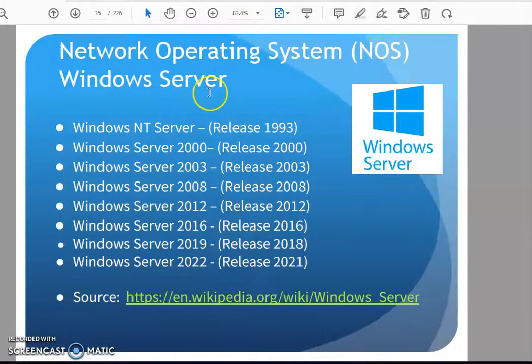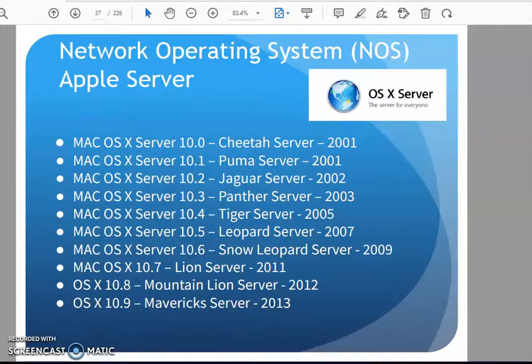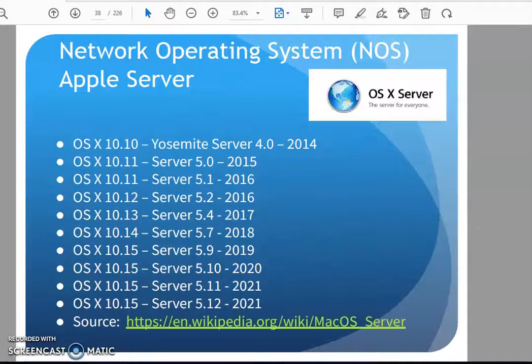Well, let's take a look real quickly over time. Here's kind of the Windows Server releases starting back in NT days, the whole way up to Windows Server 2022. Here's some Linux Server through the years, starting back with Red Hat Enterprise Linux 2.1. You could do server functions with older Linux variations. I'm just giving you one example here. Here's all the releases up to Red Hat Enterprise Linux Server 9. And then again, Apple has their own server utility as well. Again, there's a bunch of versions of theirs up to, again, Server 5.12. Okay.